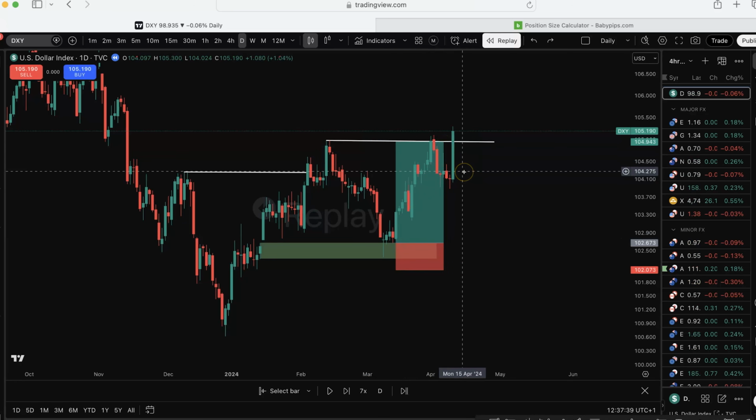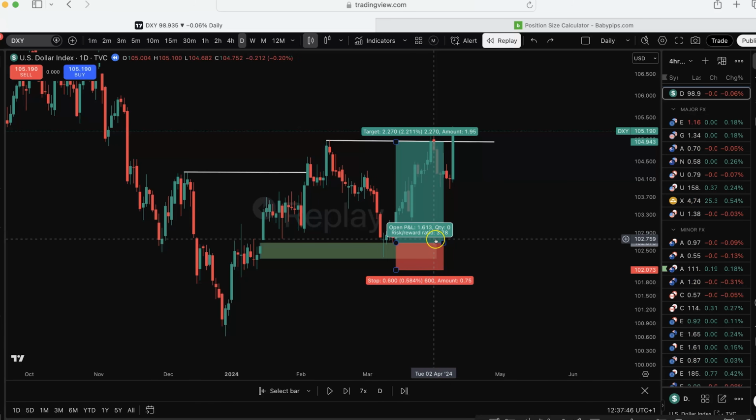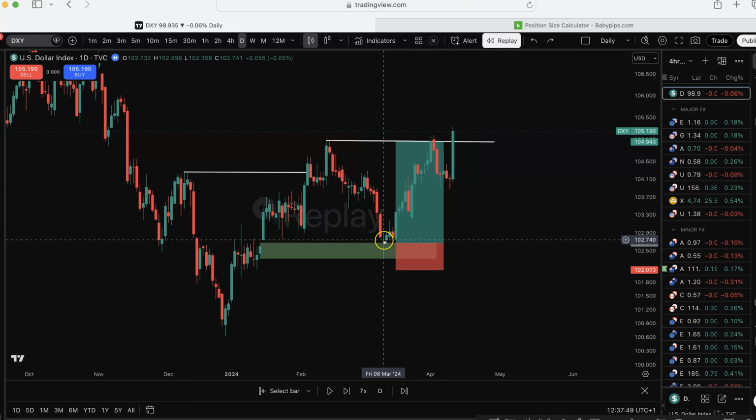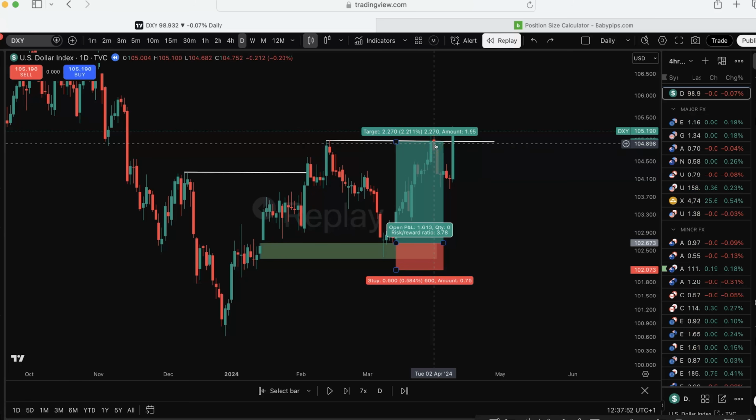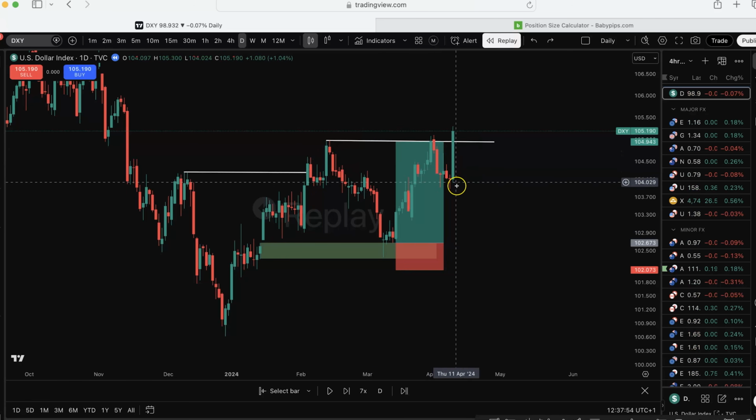So you see exactly the same thing that we just viewed on the weekly happening here on the daily. The return is about the same. This trade would be held for less time. This is more like something you would take as a swing trader, but of course we can still go lower.